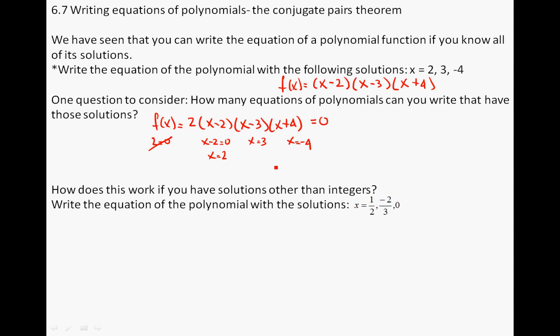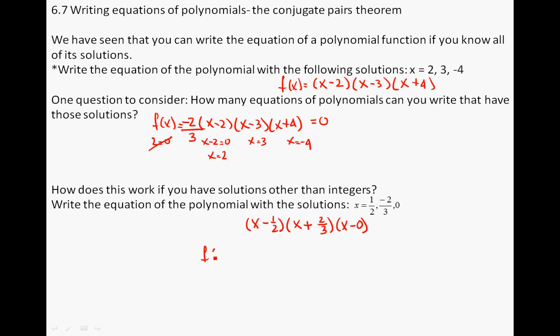Now I change the shape of the graph, especially if I make it a negative 2, or a negative 2 over 3. So we're changing the shape of the graph, but not where it crosses the x-axis. How does that work with fractions? Well, fractions work pretty much the same way. If a positive half is a solution, then you would write x minus a half. And for a negative 2/3, you would write x plus 2/3. And for 0, you could just write x minus 0.